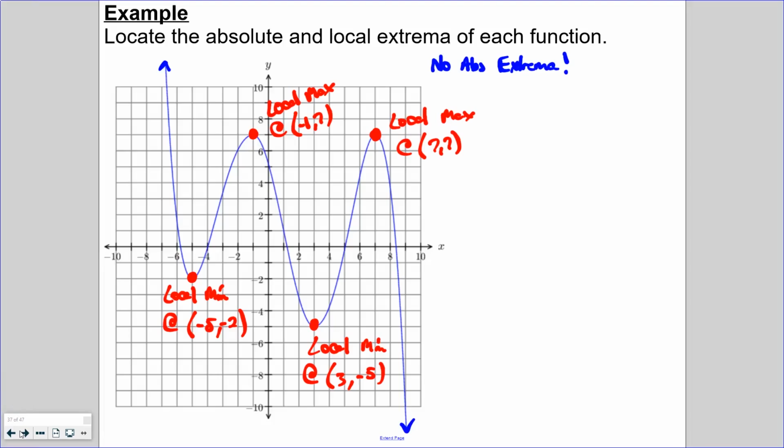Alright folks, that is it, locating local and absolute extrema from a graph.